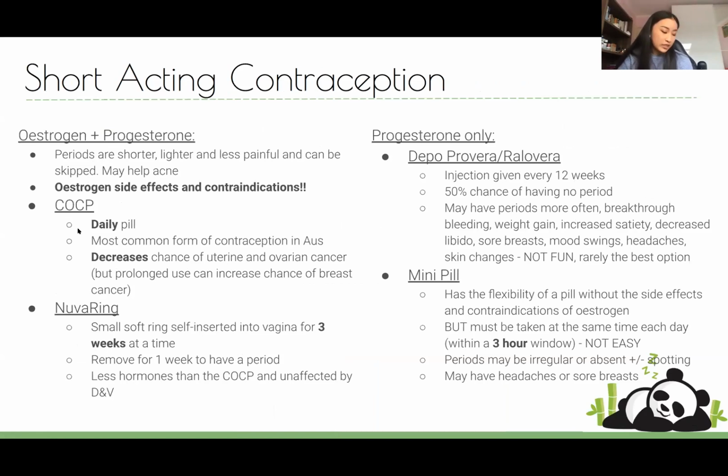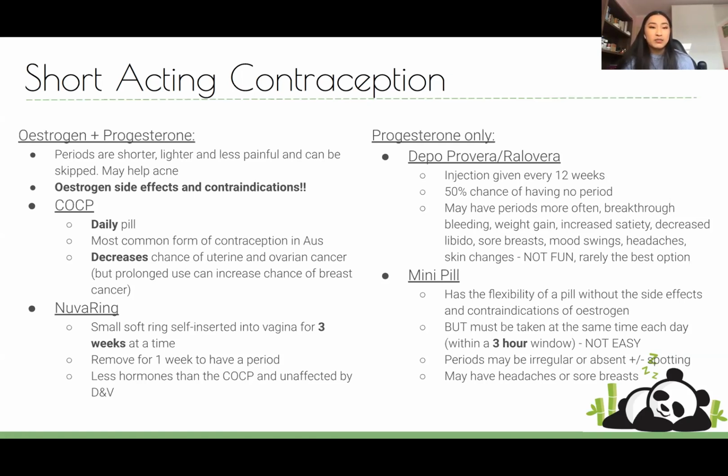It's the most commonly used form of contraception in Australia, probably because it's easily accessible. And it does decrease the chance of uterine and ovarian cancer, but prolonged use can increase the chance of breast cancer. So it's really a toss-up.